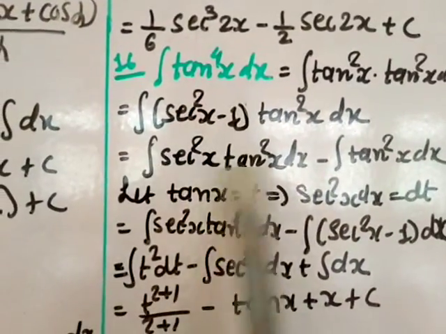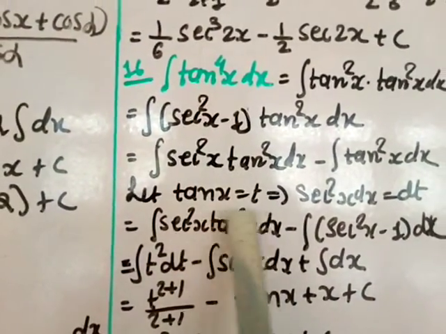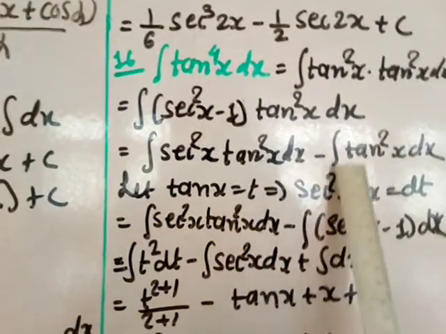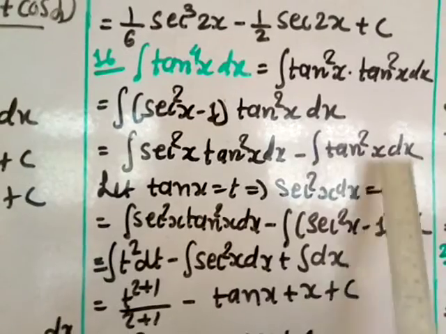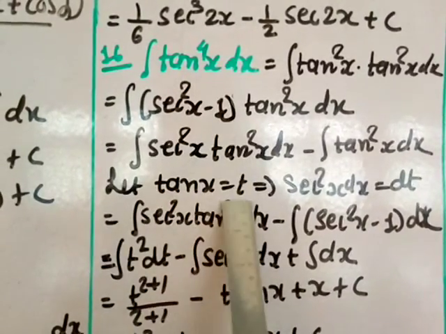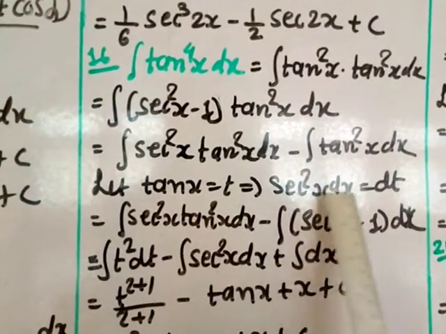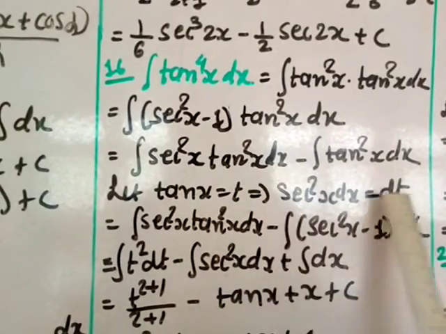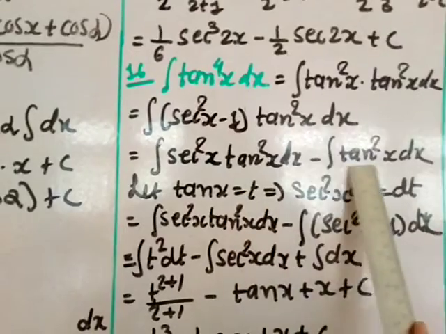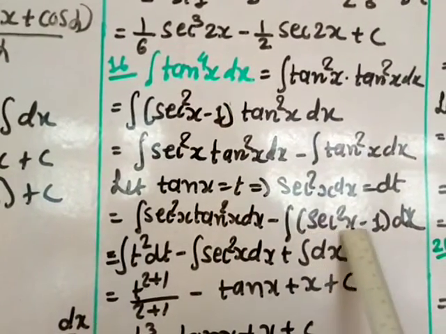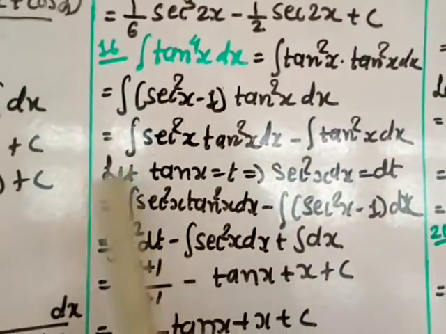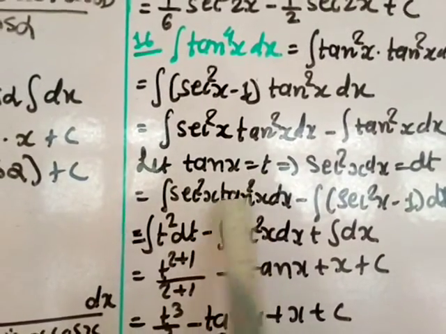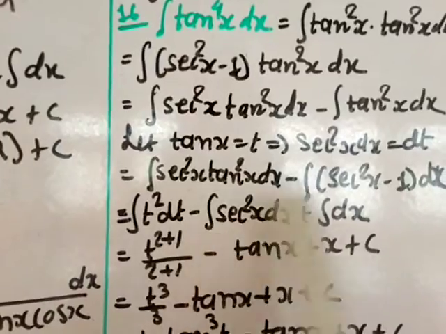Now, for the first part I am taking tan x as t, because tan's differential is sec square. For the second part I am not taking t, I will use the identity here. So I will take tan x as t, differentiate: tan's derivative is sec square x dx, equal to dt. So sec square x dx will be dt and tan square x as t square. And here I am using the identity sec square x minus 1 dx. So I put the value here: sec square x dx equal to dt, and tan square is t square, so t square minus this.